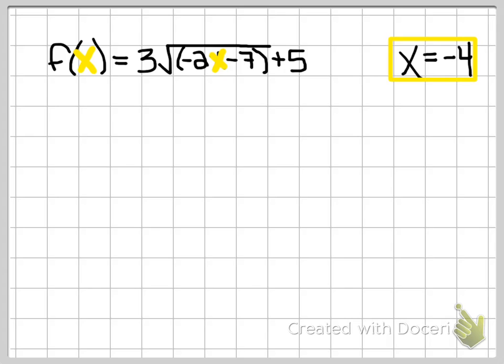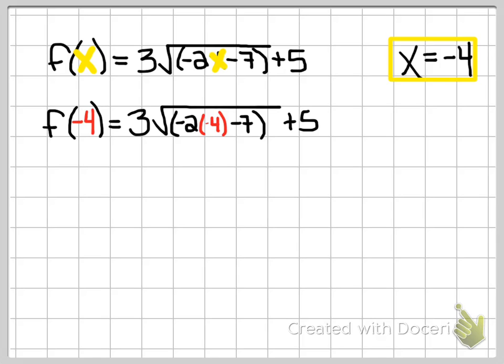Every time I see an x, I'm going to use my input, which is my negative 4. So I'm going to rewrite the equation. My function of negative 4 is equal to 3 times the square root of the entire quantity, 2 times negative 4, then negated, take away 7. And then we're going to increase by 5. Simplifying a little bit further, 3 times the square root of negative 4 multiplied by negative 2 becomes a positive 8. Then take away 7. And then we're going to increase by 5.